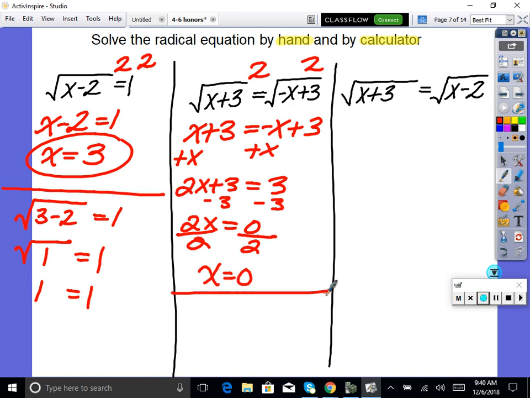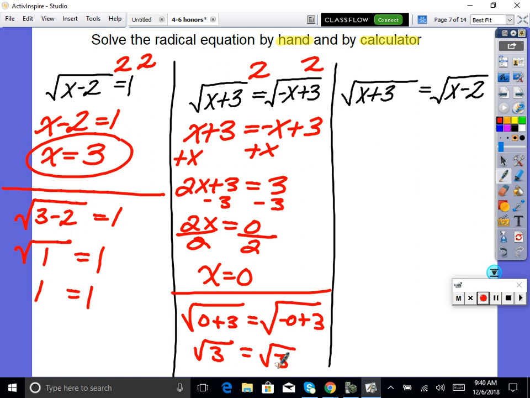Let's see if it's extraneous. We have the square root of 0 plus 3. Does that equal the square root of -0 plus 3? Yes. Root 3 equals root 3. Yeah, that's the same thing, right? So that is not extraneous. You're going to see this next one happens to be extraneous when we check it.